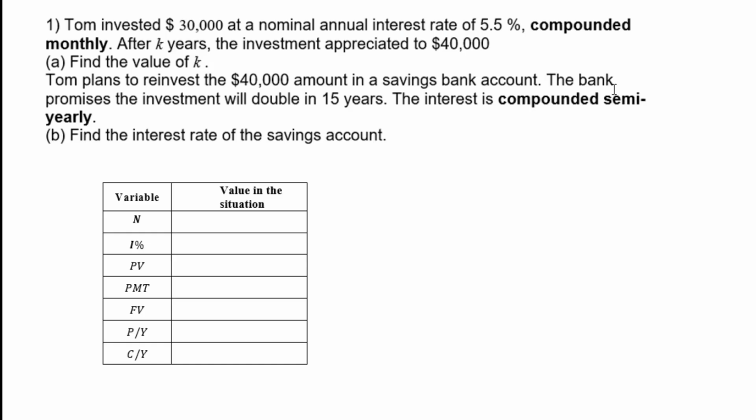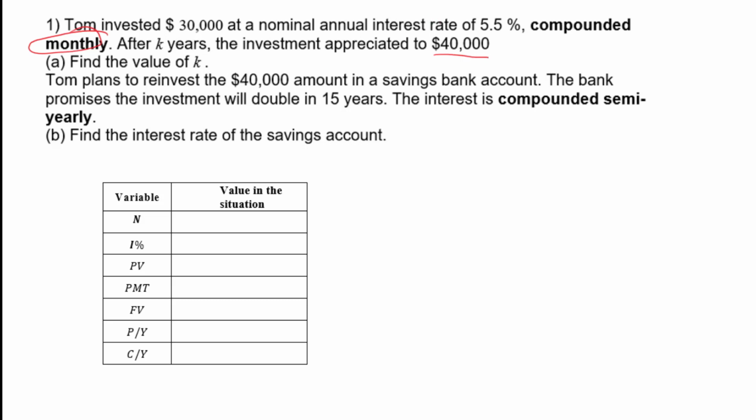Today's lesson is about review for TVM Solver. 1. Tom invested $30,000 at a nominal annual interest rate of 5.5%, compounded monthly. After K years, the investment appreciated to $40,000. Find the value of K.